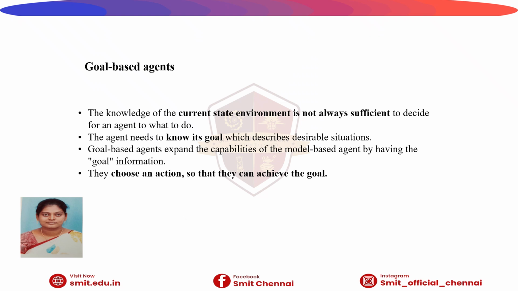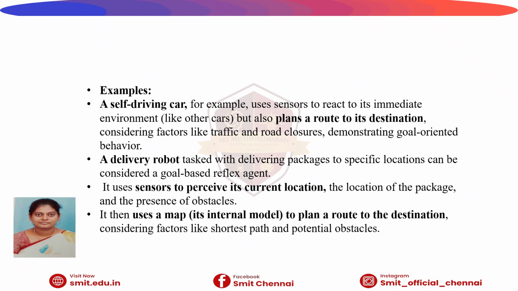Next one is the goal based agent. In goal based agents, the knowledge of the current state of the environment is not always sufficient to decide for an agent what to do. The agent needs to know its goal and to act accordingly. They choose an action so that they can achieve the goal. Examples include the self-driving car: not only driving a car, but also it should reach its destination. It has to plan accordingly, which way it has to go to avoid traffic.